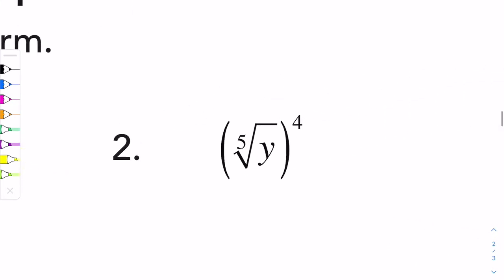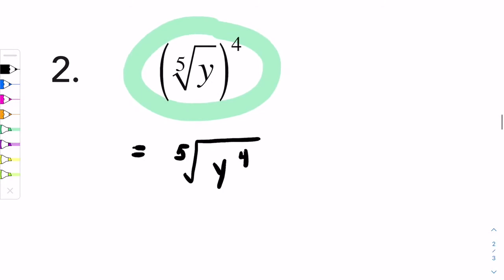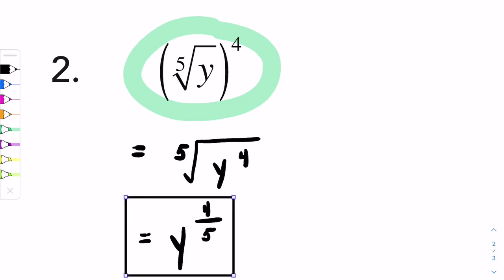Number 2, recall that a problem like this, right back to the beginning, the top of the first page, is exactly the same as saying the fifth root of y raised to the power of 4. So whether the index is inside or on the outside of your expression, you have the same type of problem. The base is y, the exponent on the inside is 4, the index is 5, so 4 over 5 is your exponent.